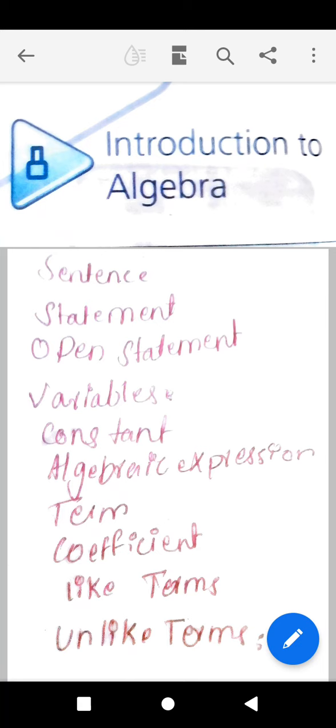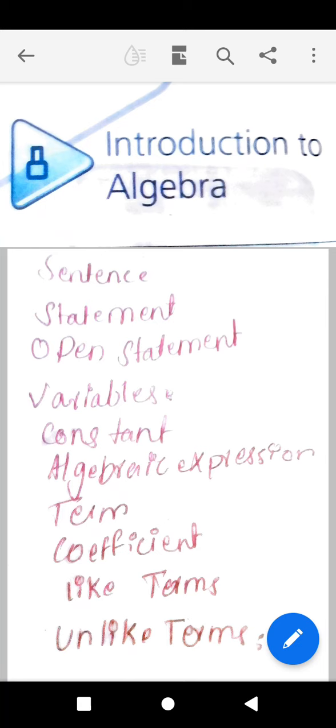So the next one is constant. A term that is a fixed value and appears separately from a variable is called a constant. Here it is saying that a number can be something that is a fixed value, but it is separate from a variable.